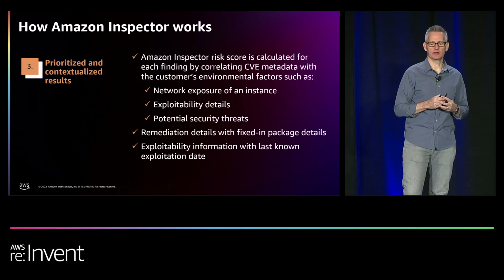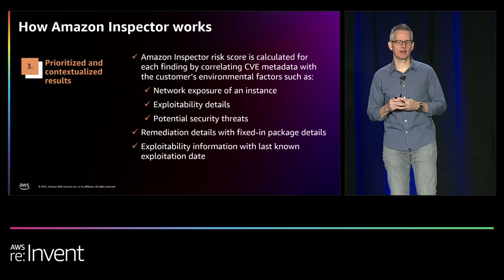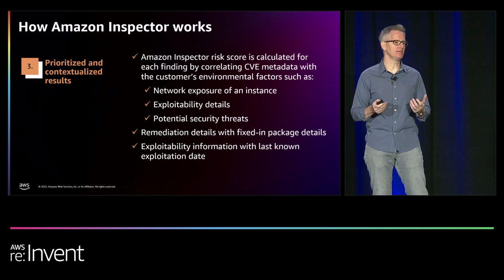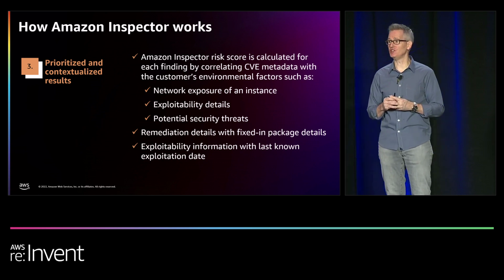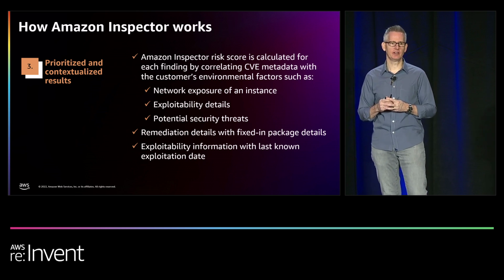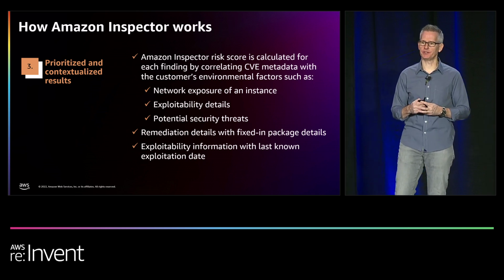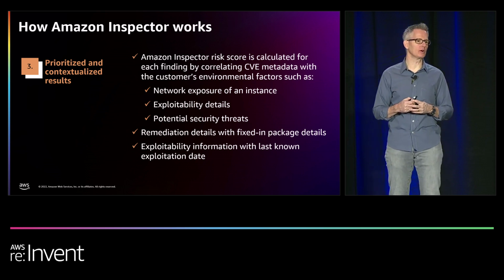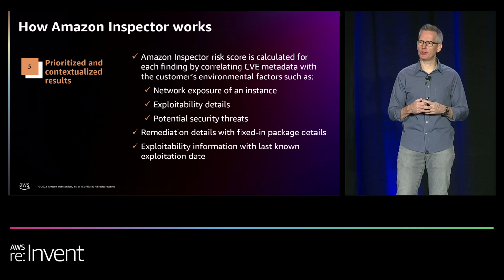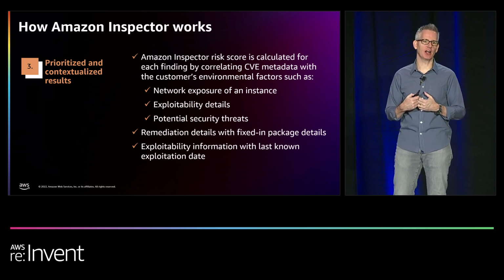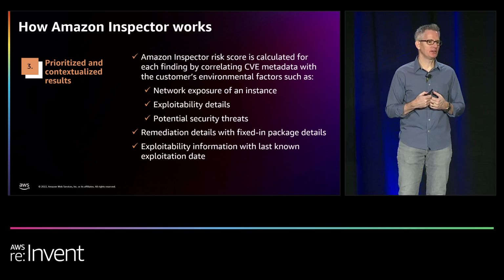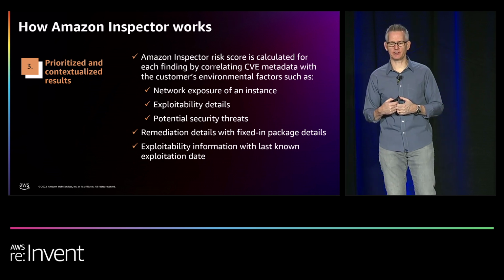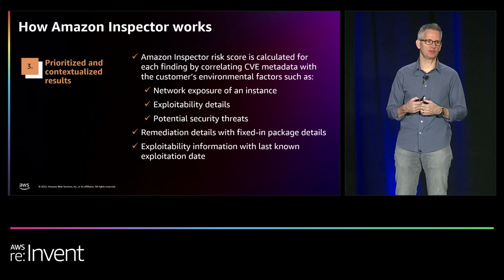And then the third pillar of Amazon Inspector, prioritizing and contextualizing results. So we know that vulnerability systems can generate a lot of findings because customers have a lot of resources, and sometimes it can get very overwhelming to know, what should I work on first? What's really important for me and my environment?